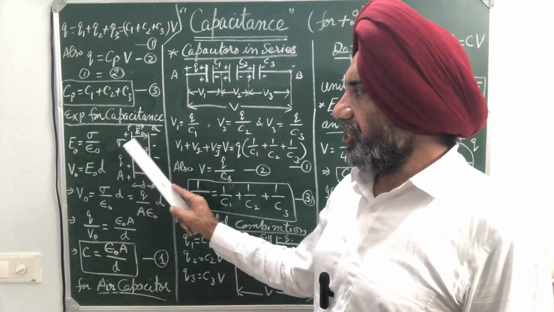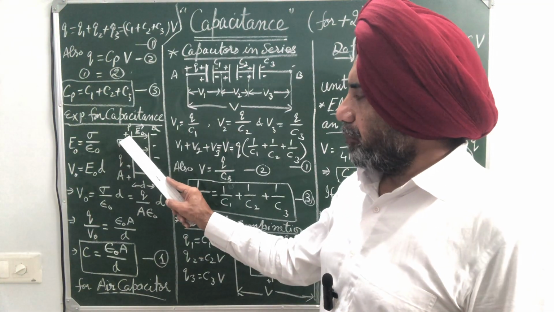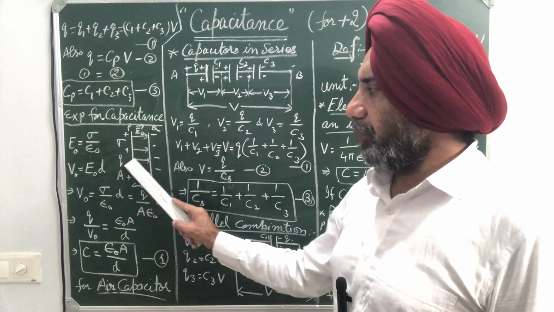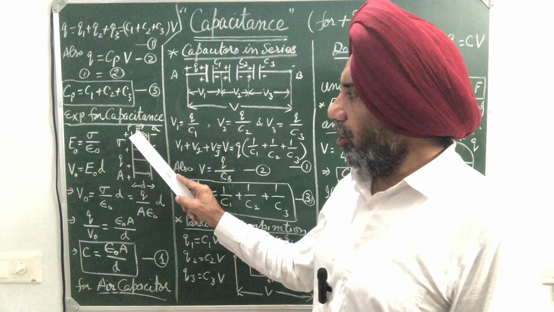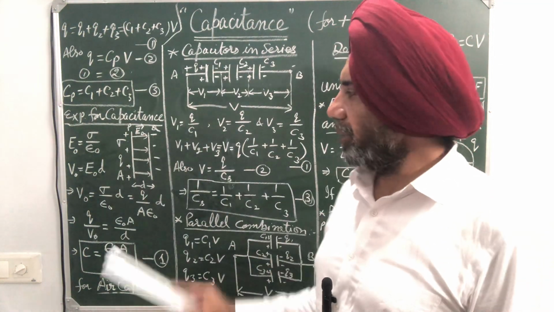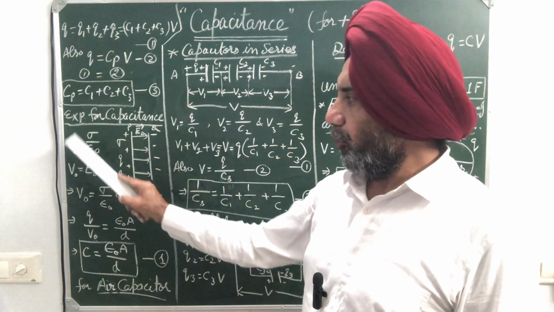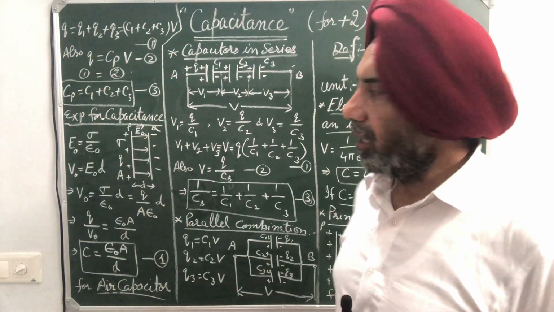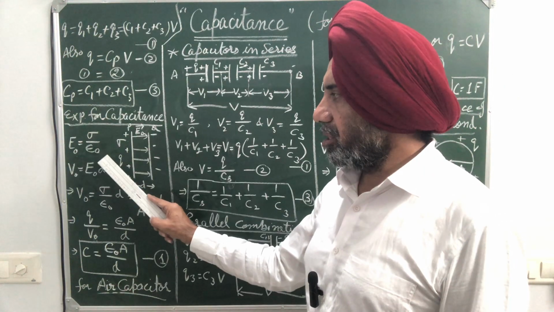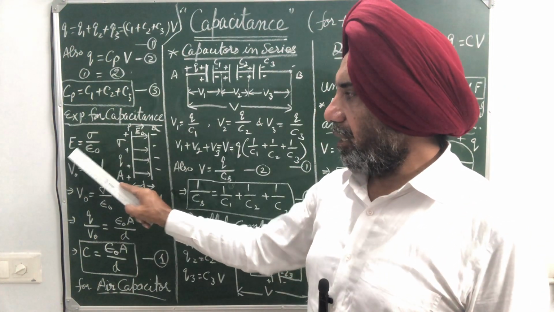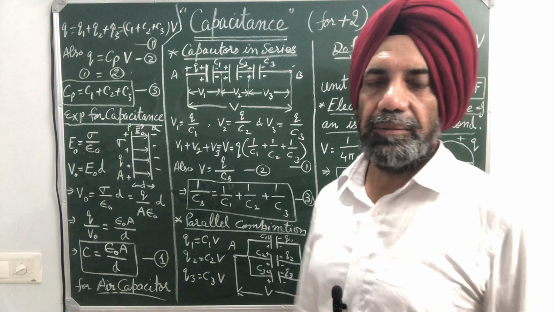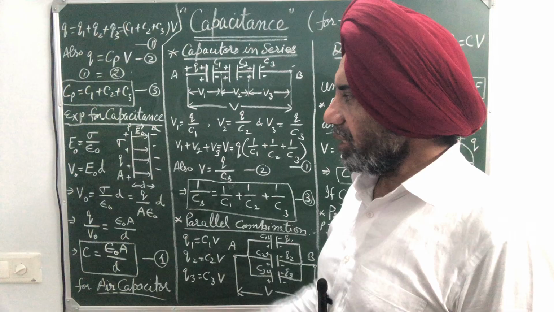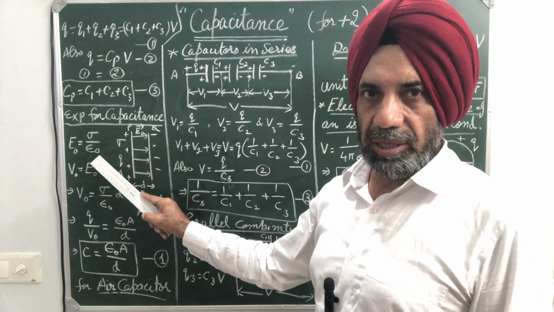Then, as P is positively charged and Q is negatively charged, there will be an electric field from plate P to plate Q. Let E naught be the electric field between the plates. Then we have proved that E naught is equal to sigma over epsilon naught using Gauss's theorem. I have made a video on applications of Gauss's theorem; it is mentioned in the second part of that video. You can watch there. E naught is equal to sigma over epsilon naught.